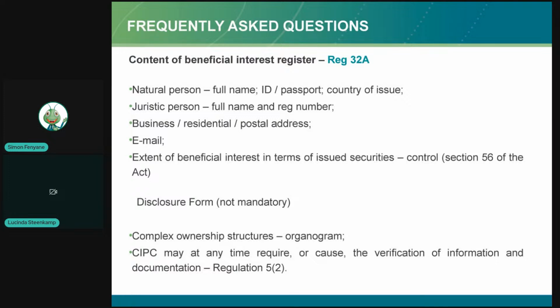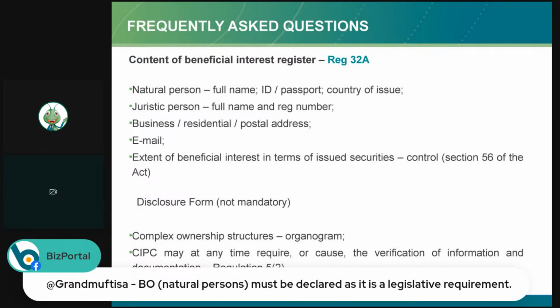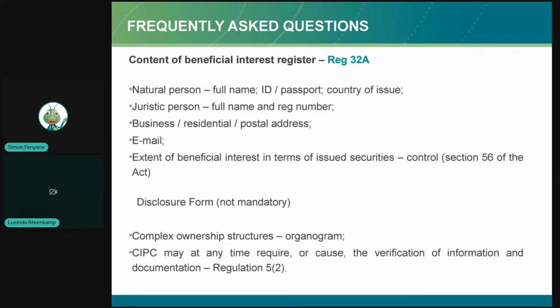The CIPC may at any time require or cause the verification of information and documentation as provided for in Regulation 5.2, which means the CIPC may at any time, when we have examined the information that has been submitted, request further guidance, further documentation, clarity if there aren't any, etc.